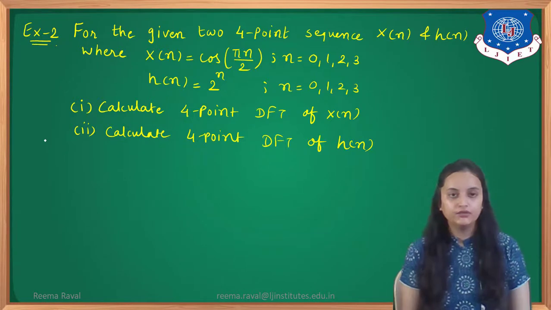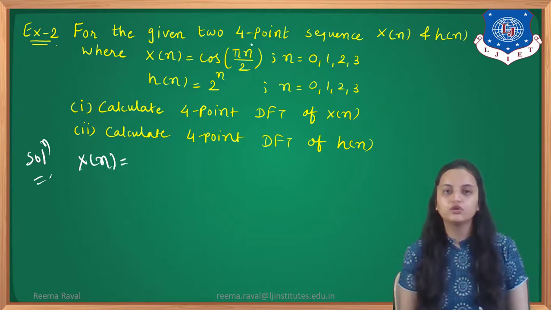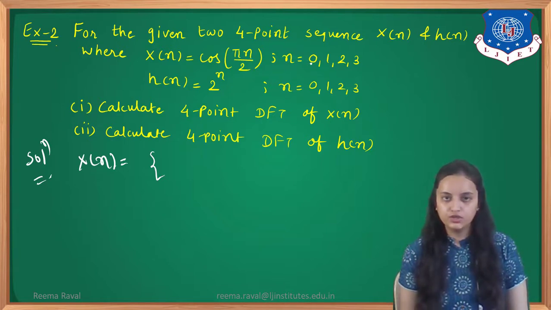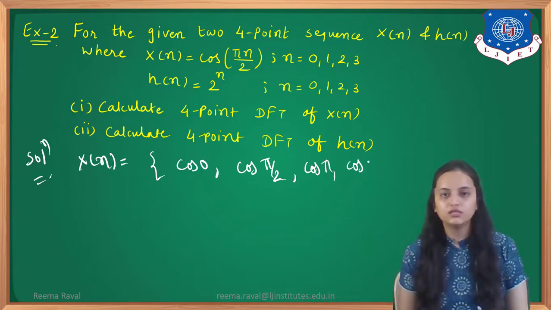So first of all, we will find two sequences. Here x of n equals cos pi n by 2. We will place first of all the first value, n equals 0, so that will give cos 0. Next value is 1, that will give cos pi by 2. Then the next value is 2, that will give cos pi. And the next value is 3, that will give cos 3 pi by 2.